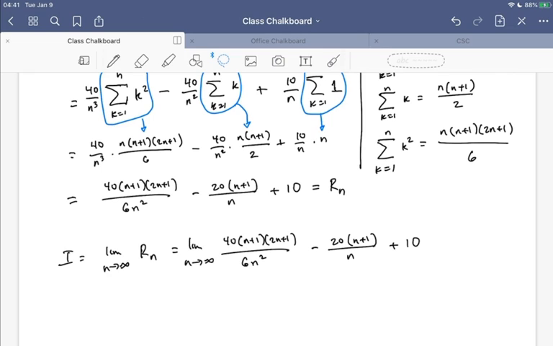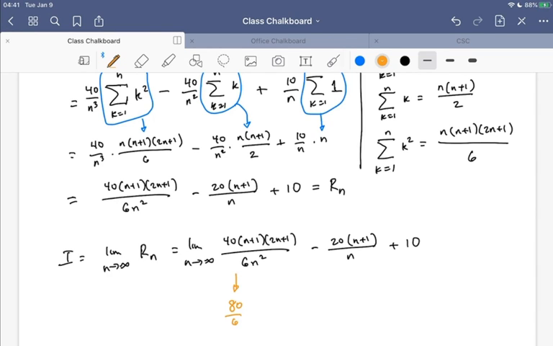So if we look at the first big fraction there, if we were to FOIL all that out, the biggest power of n that we would get would be n squared. It would have a coefficient of 80, because we've got the 40 that's out front and then the 2 that's inside the second term. So we'd have on top basically 80 n squared plus stuff, and then on the bottom we have 6 n squared. So this term is going to go to 80 over 6, the ratio of the leading coefficients.